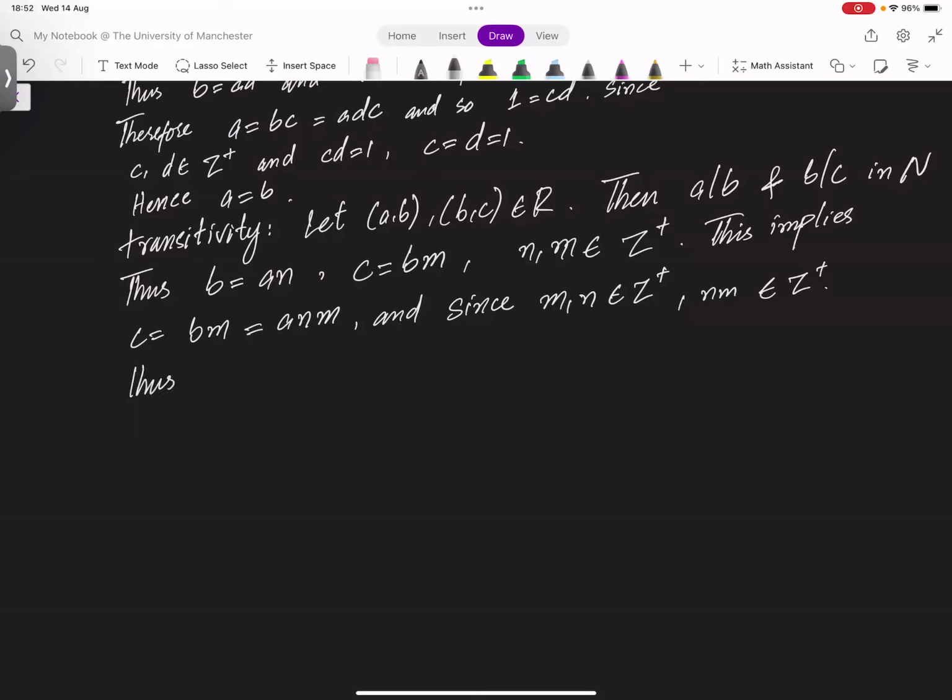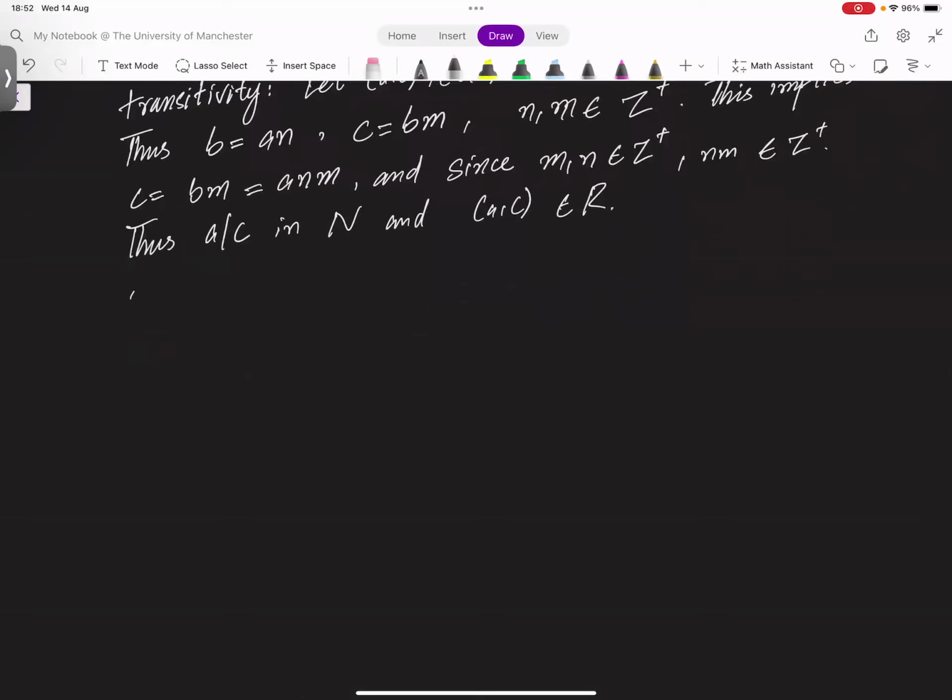Thus, a divides c in N, and (a, c) is in R. Hence, R is transitive, and consequently, R is a partial order on N. Perfect.